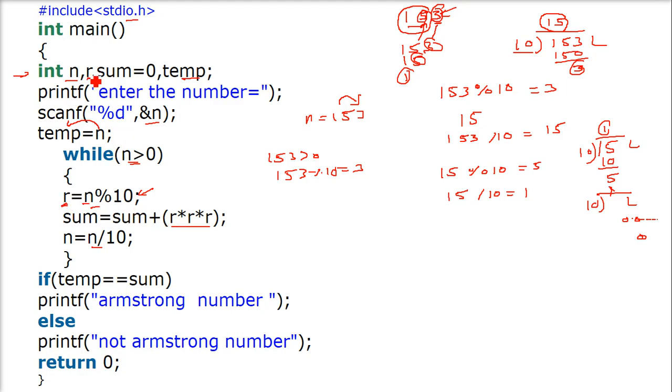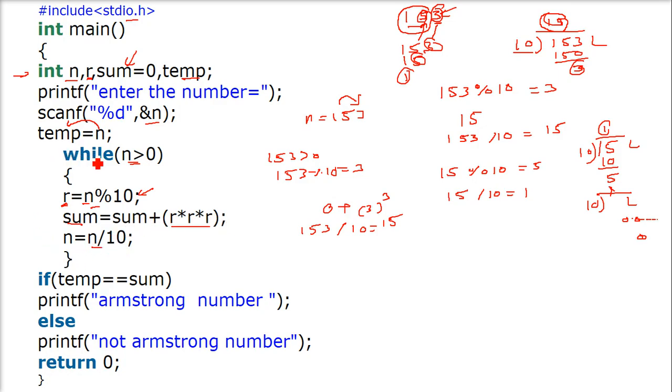You have a r variable here. Now cube it and add it to the sum. What is this? Sum equal to sum plus r cube. This sum is equal to 0 initially. You have already taken 3, so it will be 3 cube. So sum will have 3 cube. Now you need to scrap off this 3. Then you will take 153 divided by 10. And what do you get? You get 15. So now you have made this n as 15. So the original number has been changed.